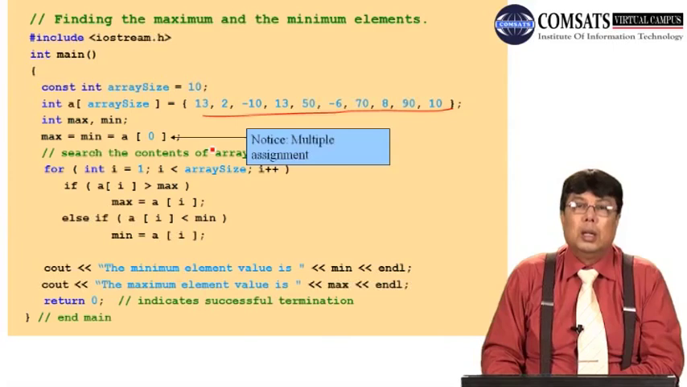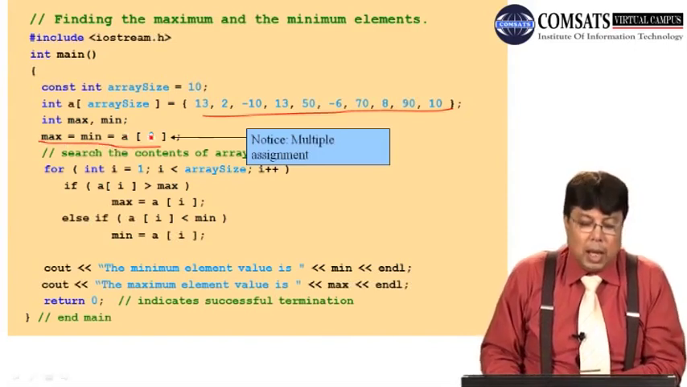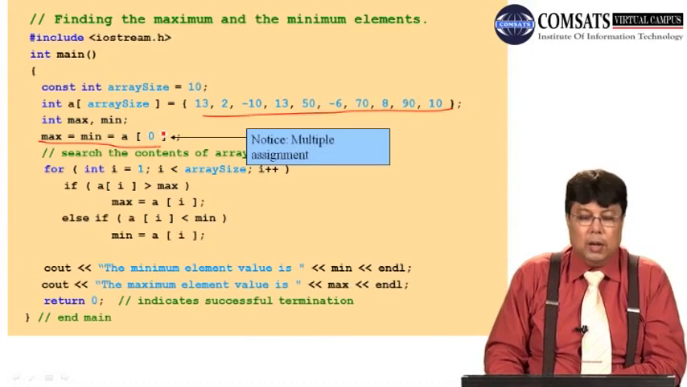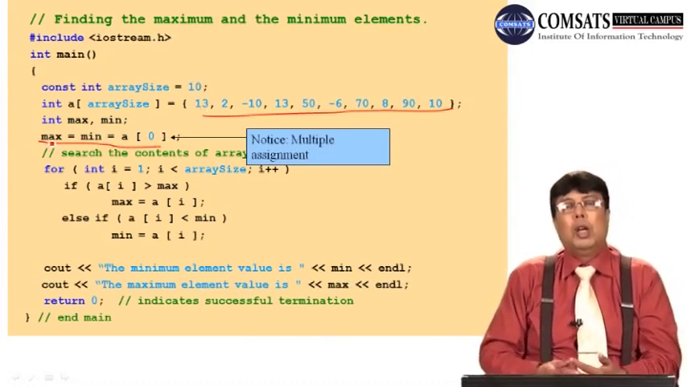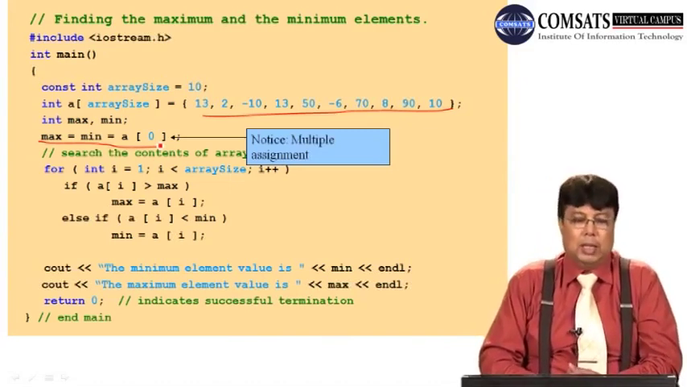Multiple assignment. Okay, instead of a single assignment, we used two single assignments, because it moves from right to left. So what will happen: this array of 0 means 13 will be assigned to minimum, 13 will be assigned to maximum.